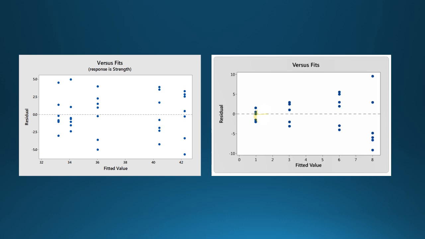This plot demonstrates constant variance across the factor levels. The scatter of the points around the line is similar across all factor levels, and no unusual patterns in the data are present. And this plot demonstrates a common problem. The residuals increase systematically with the fitted value, which is sometimes called the funnel or megaphone effect.